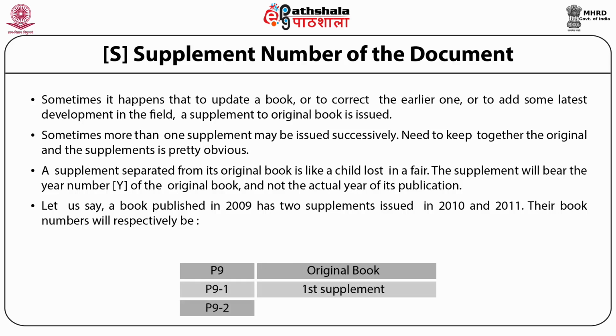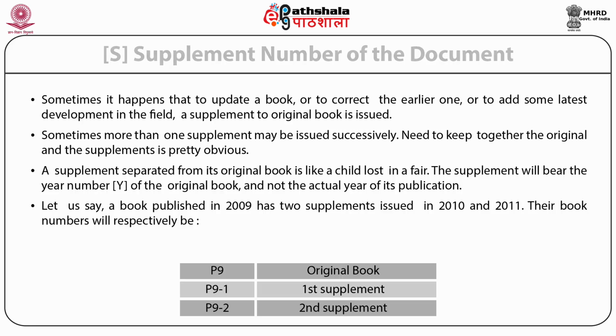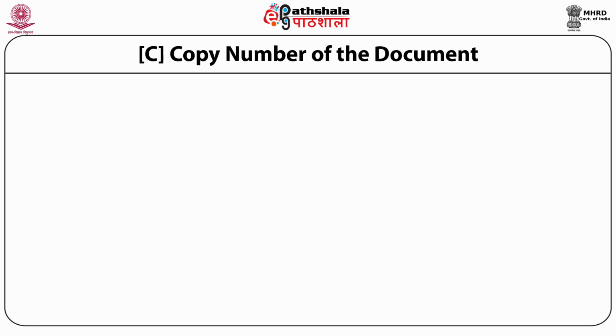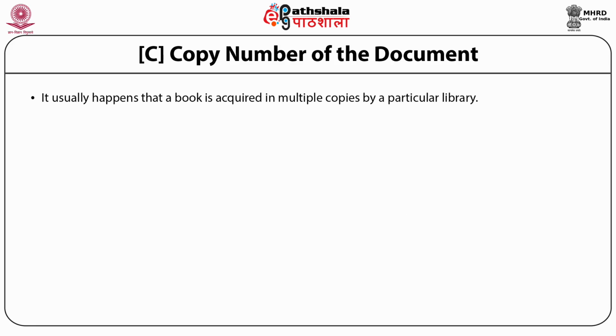Therefore, book numbers will be respectively P9 as the original book, then P9-1, the first supplement, P9-2, the second supplement. So P9 here again is the year of publication of the original book, that is 2009.